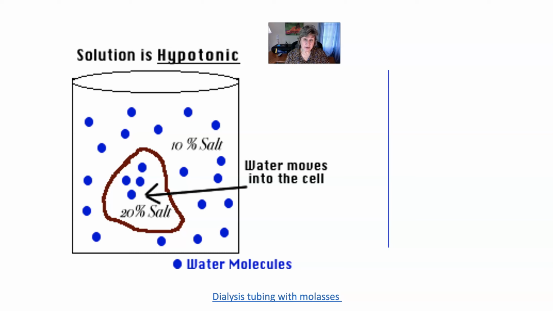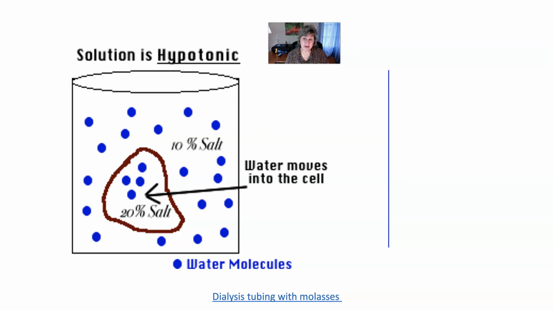Hypertonic would mean that you have more solute molecules, and that means less water outside the cell. So which way is the water going to move then? The water is going to move out of the cell into the solution, and that means the cell will shrink or shrivel up. That is also not a good thing.